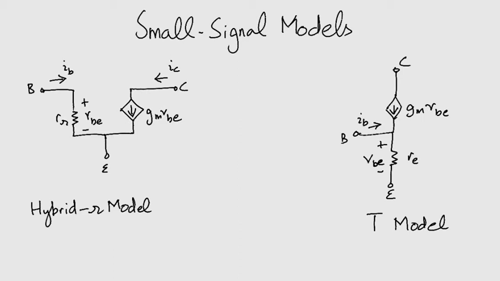Now here are two small signal equivalent circuit models, the hybrid pi model and the T model. Both of these are equivalent, and this arises from the fact that R pi and Re are related to each other by an expression. The T model is sometimes preferred over the hybrid pi model in cases when a resistance is connected in series with one of the BJT's terminals.